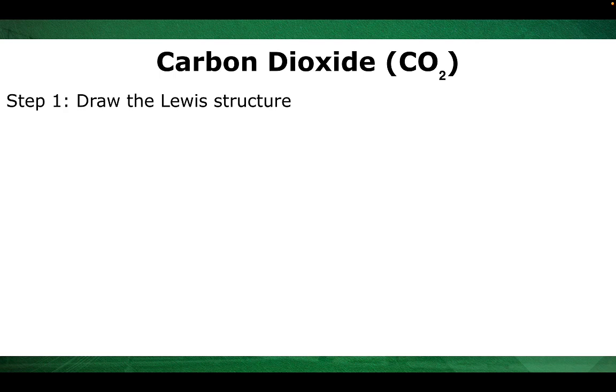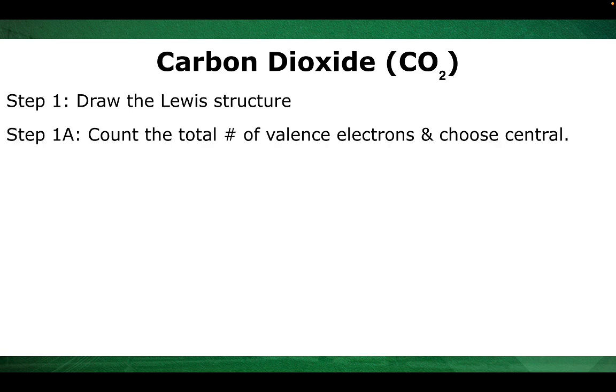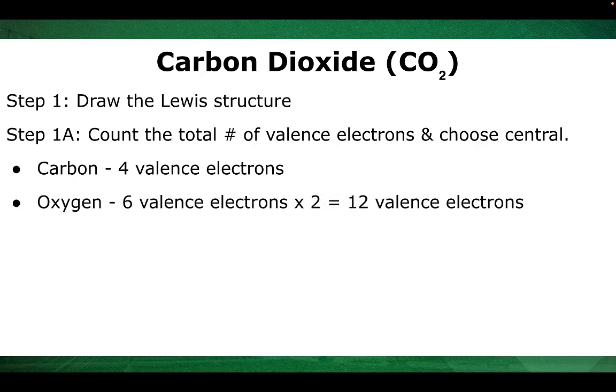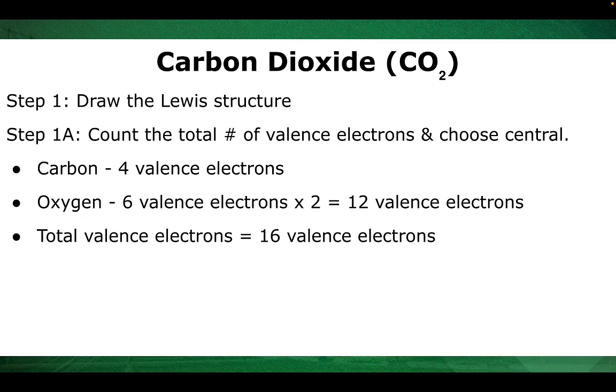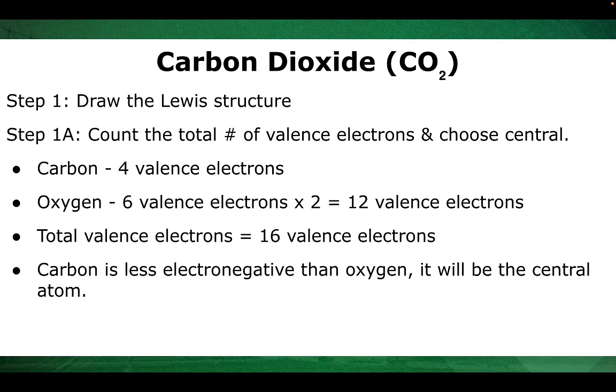For example, I have carbon dioxide. Step 1 is to draw the Lewis structure. Okay, so let's recall. Step 1A is to count the total number of valence electrons and choose the central atom. Carbon is in group 4A, so it has 4 valence electrons. Oxygen has 6 valence electrons because it is in group 6A. You have 2, so basically you have 12 valence electrons. So the total valence electron is 16 valence electrons. Carbon is less electronegative than oxygen, so it will be the central atom.